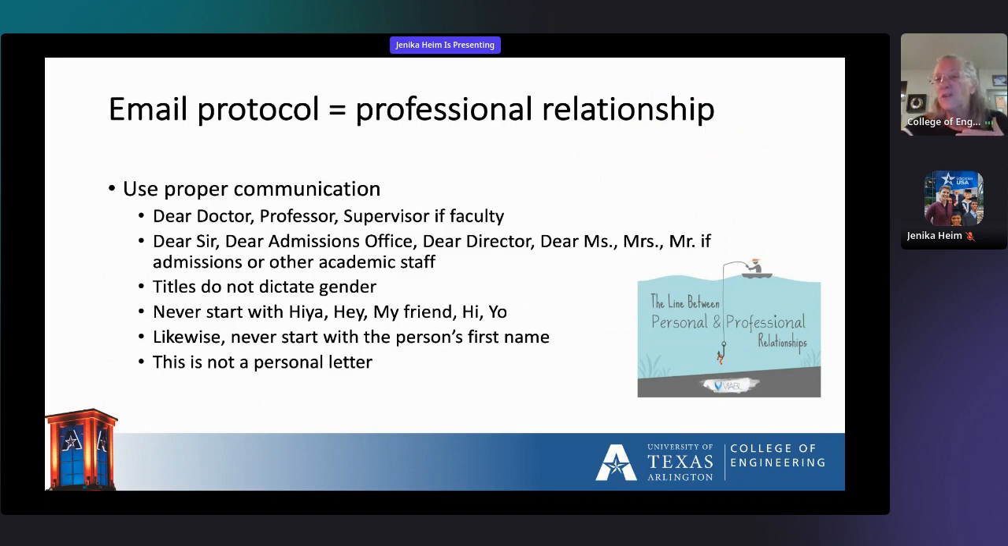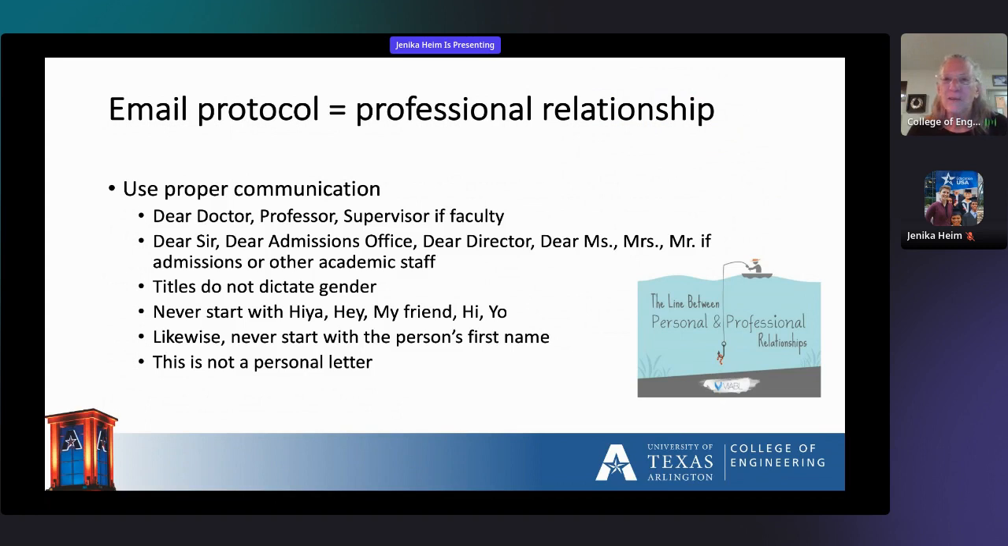If you know the gender of the person you're writing to, go ahead and put Ms. or Mr. But keep in mind, title doesn't always dictate the gender of the person. I could be Dr. Jones or Dr. Smith, and you have no idea.